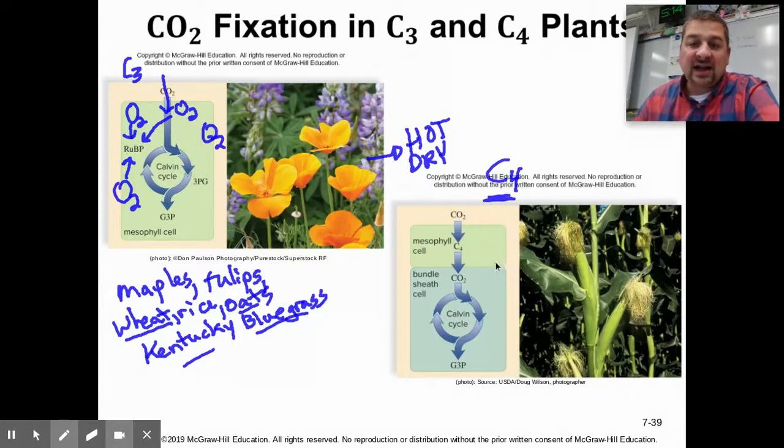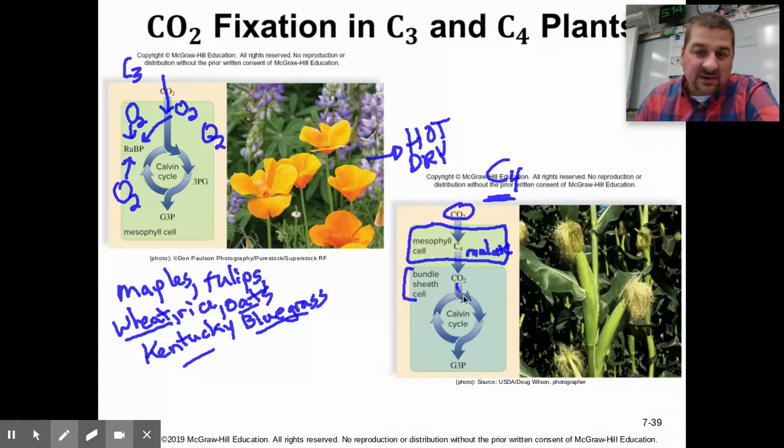Because when it's hot and dry, notice here is the mesophyll cell, and the CO2 is going to be taken in by PEP and made into oxaloacetate, which is then reduced to malate right here. And then they take the malate into the bundle sheath cells and drop off the CO2. And then the C3 molecule can come back and get some more CO2.